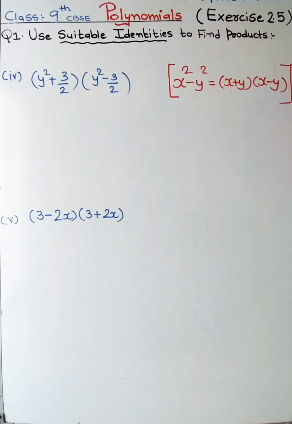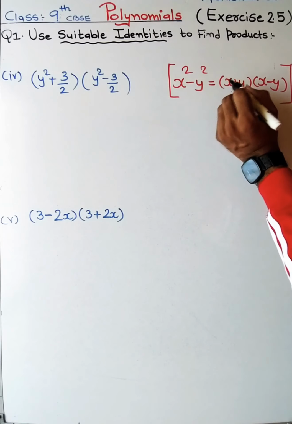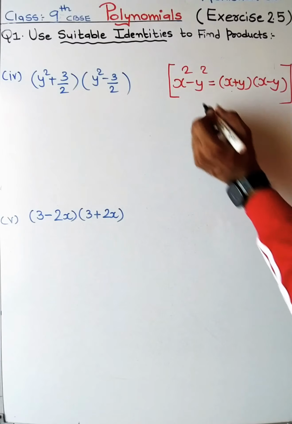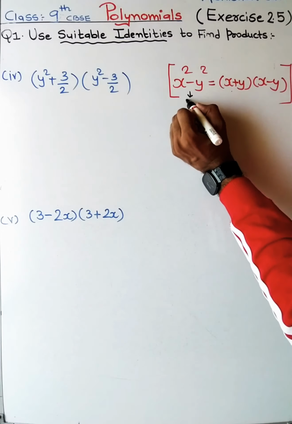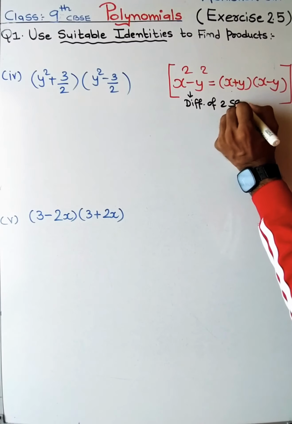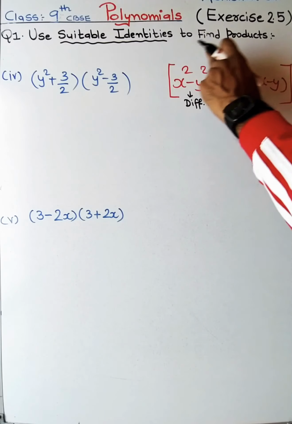The fourth and fifth sum is based on this identity, x square minus y square equals (x + y)(x - y). Okay, so this is the method of difference of two squares. Clear? So over here they have given the right hand side, that is why we will move from right hand side to left hand side.